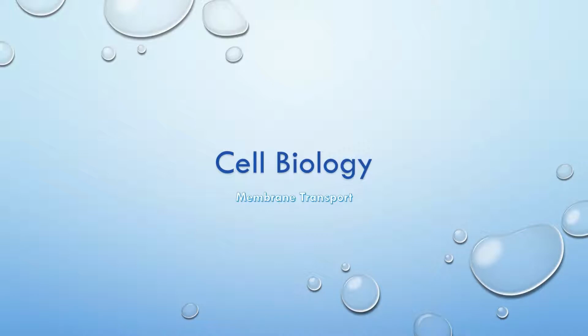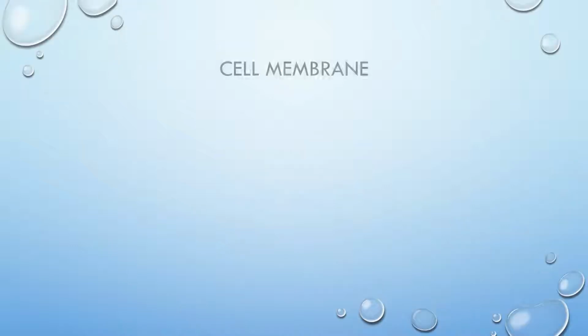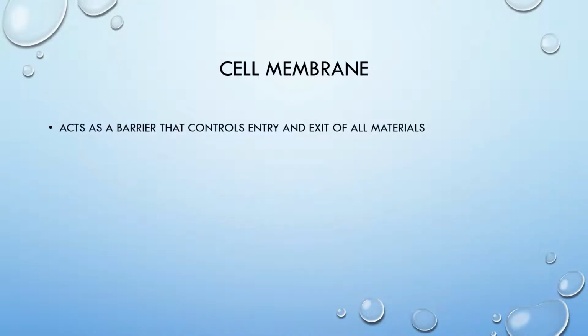Hey guys, in this video we're going to go over membrane transport, which is unit 1.4 of the current IB biology syllabus. Alright, so the cell membrane is a protective outer layer of the cell that allows transport. In other words, it acts as a barrier that controls entry and exit of all materials. It's selectively permeable, which means only certain materials can cross. Therefore, only certain materials are transported across the membrane.